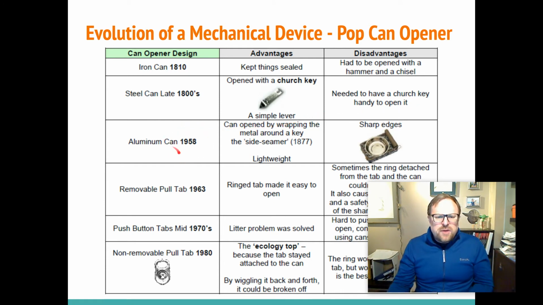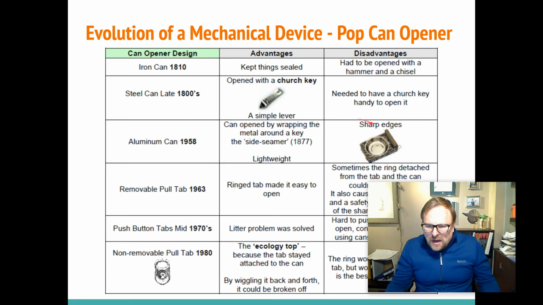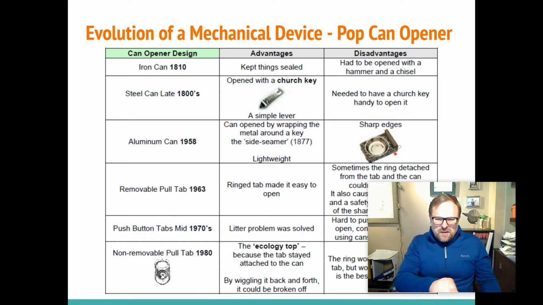In the mid-1900s, aluminum cans came along. Aluminum cans were great because they're lightweight. The can opened by wrapping the metal around a key called a side seamer. And really what you would do is you would just roll it. You can kind of see that over here. This is this little key called the side seamer. And then what you would do is you basically break the seal and then just roll it up to open whatever's inside.